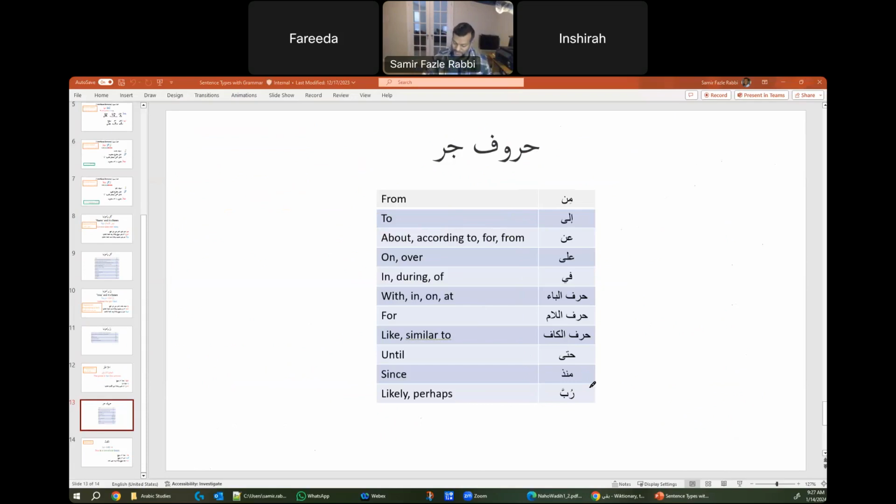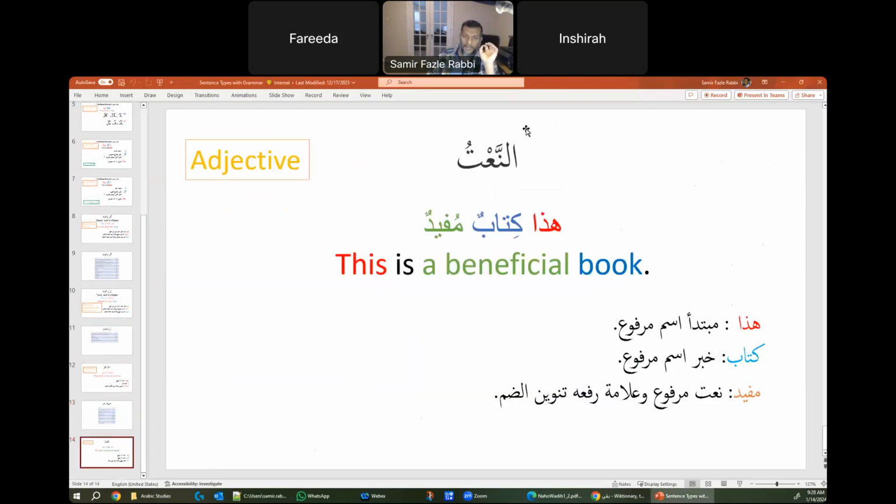So fa'al has a dhamma, the maf'ul bihi has a fatha, the ism majroor has a kasra, the ism kana has a dhamma, the khabar kana has a fatha, the ism inna has a fatha, the khabar inna has a dhamma, right? What I've said there is a summary of almost every slide in this text. The na'at, the adjective, will follow whatever it's describing. It'll have the same tashkil.